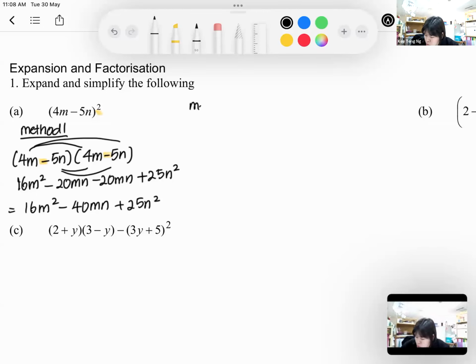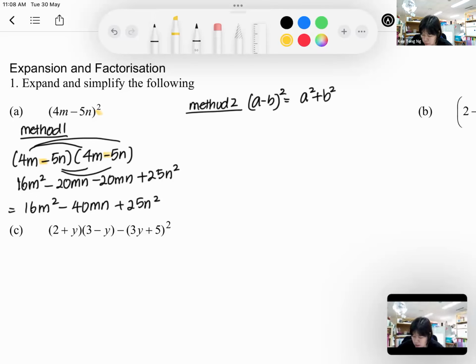Okay. Method 2, if they say using algebraic identities: (a minus b) whole thing squared equals a squared minus 2ab plus b squared, but this is minus, right? So this one will be a squared plus b squared minus 2ab. Notice I put brackets to prevent myself from careless mistakes. So this one, a will be 4m, b will be 5n.